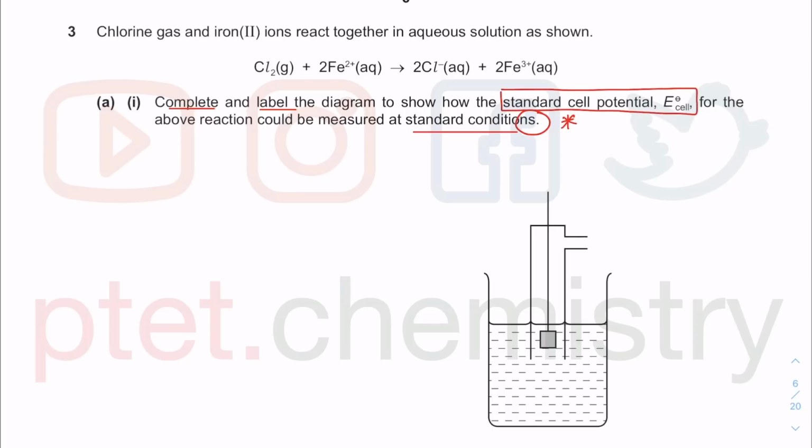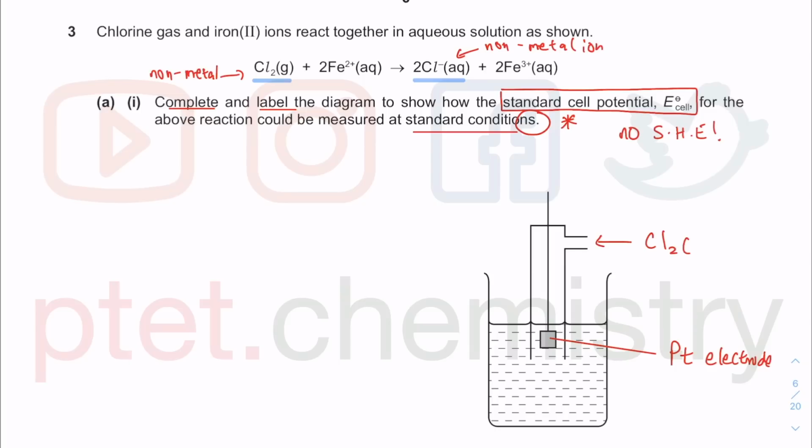Cell potential. So no standard hydrogen electrode because the cell here is between chlorine and chloride. So that is your non-metal, and that is your non-metal ions. If you have non-metal and non-metal ions, they cannot conduct, which is why they provide us this thing here. This is platinum electrode, which means this must be the chlorine gas.